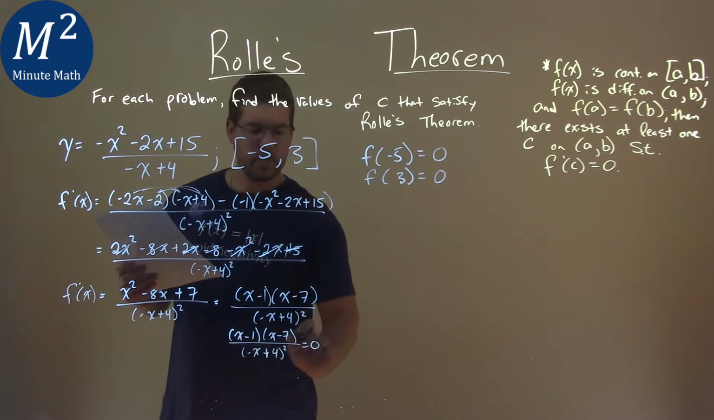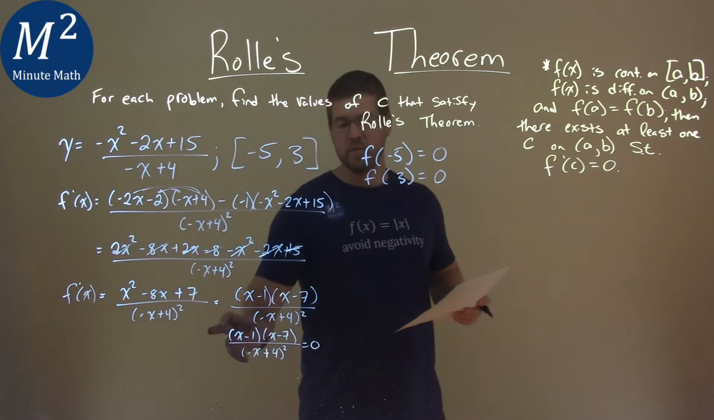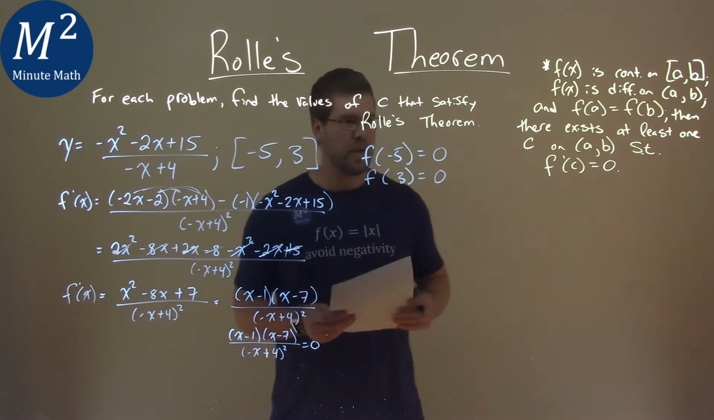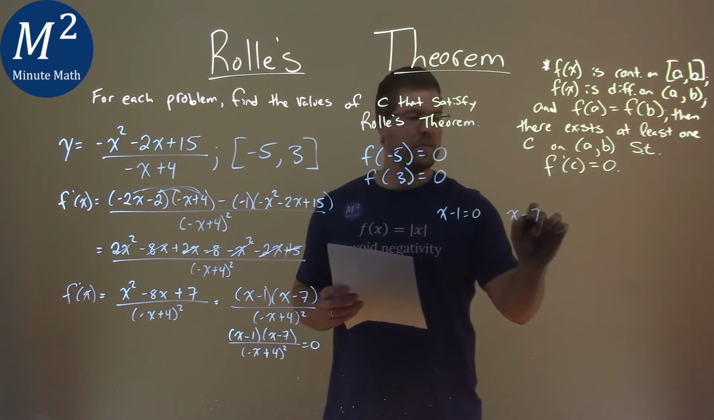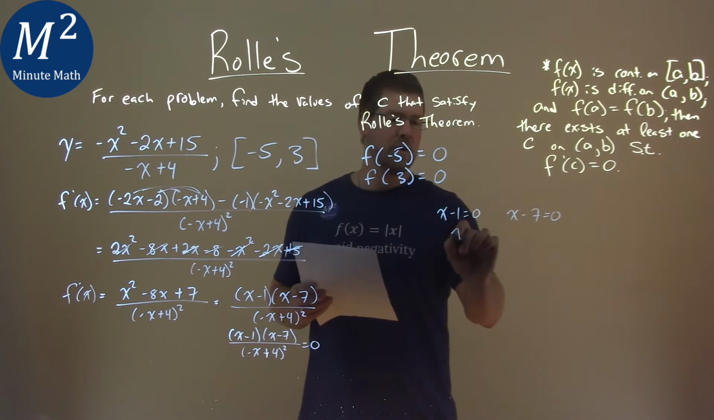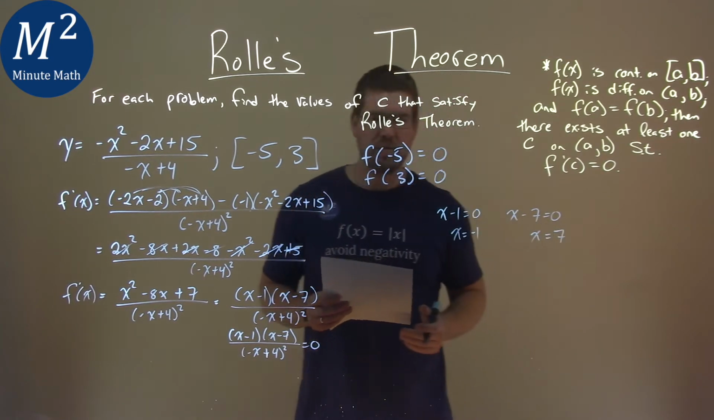And when we set that equal to 0, what we really care about is just the numerator. The denominator, we're not really dealing with, it's just the numerator when it's equal to 0. So we can set both of them equal to 0, x minus 1 equals 0, x minus 7 equals 0, and solve that: x equals positive 1 and x equals a positive 7.